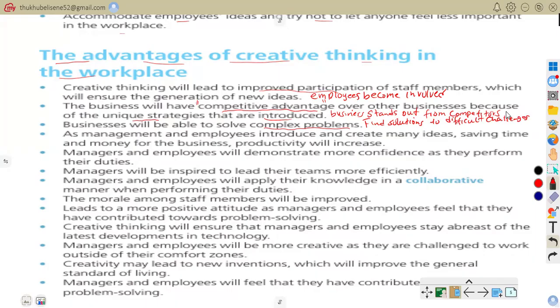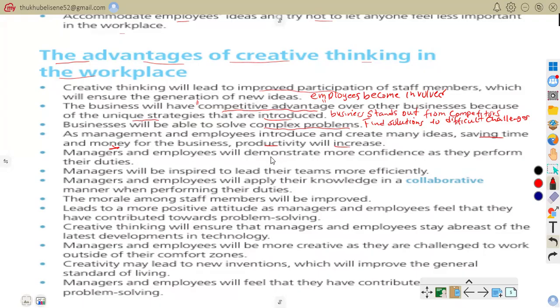So now let us move on. As it says, as management and employees introduce and create many ideas, saving time and money for the business, productivity will increase. It saves time and money and increases productivity. So better ideas improve efficiency. So that is that.